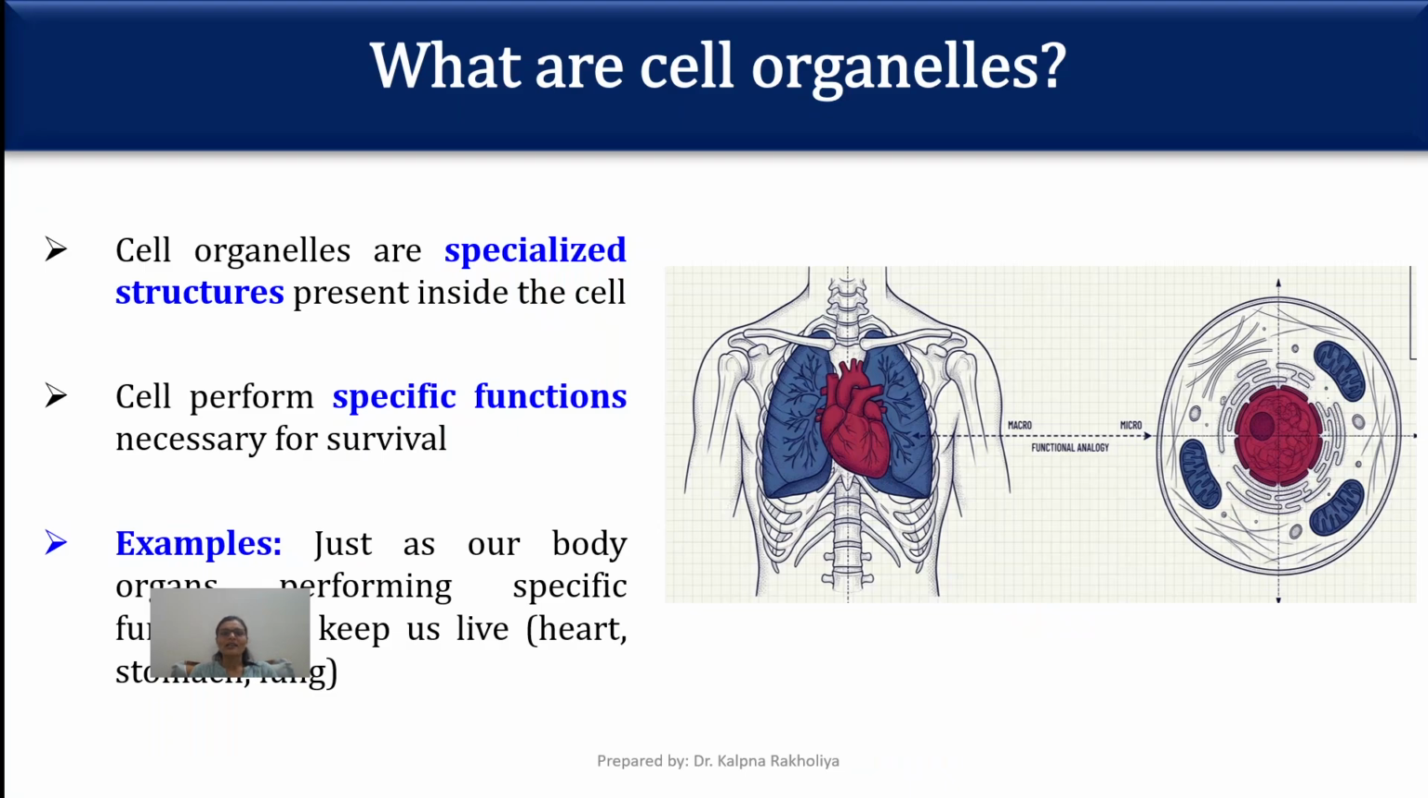Cell organelles are specialized structures that are present inside the cell. They perform very specific functions that are necessary for our survival. I will give you one example. Just as our body organs perform specific functions to keep us alive. For example, our heart beats, the stomach does digestion, and the lungs keep us alive through the respiratory system. Similarly, cells also perform functions.